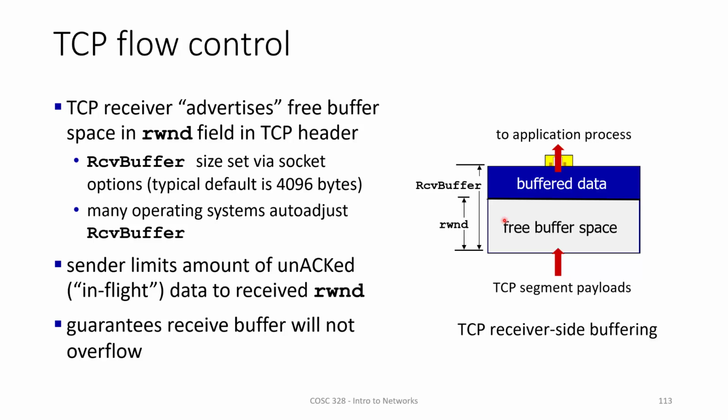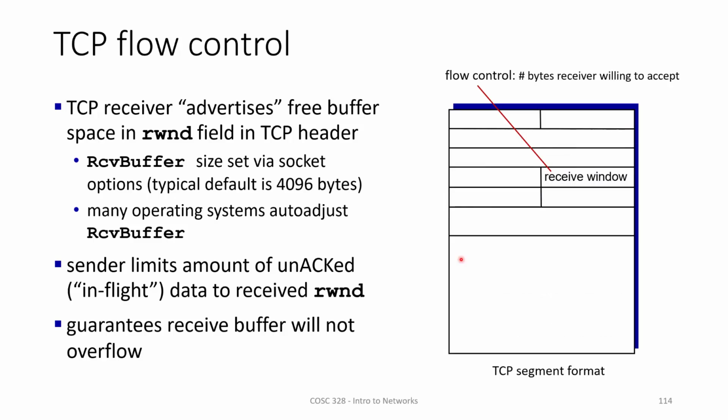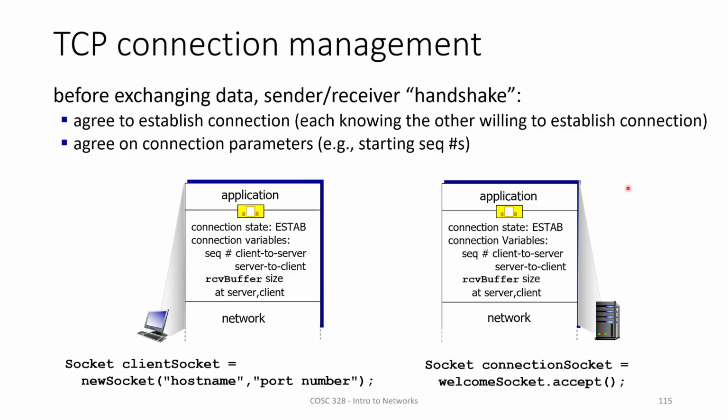How much the receiver buffer size is, this is usually set by the operating system automatically, and the typical default is 4096 bytes. So just remember again that this is the receiver window, the free buffer, and it says, hey, this is the number of bytes that I am willing to accept. So this is basically flow control. It is pretty easy.